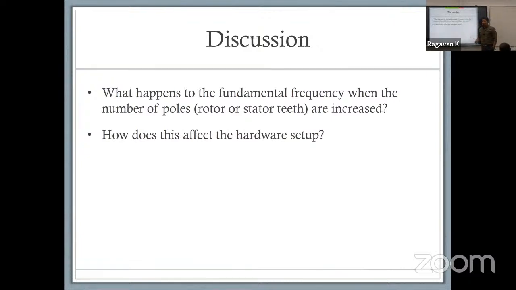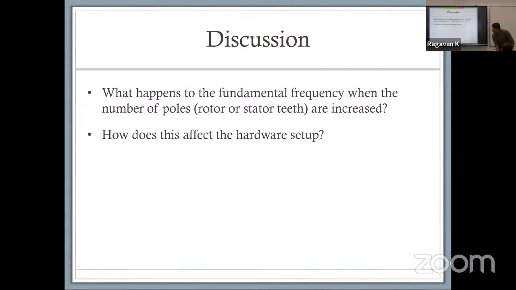And of course, how does it affect your hardware setup? I think I already answered these questions as we were talking. And I just wanted to quickly get an idea from you on what you think. I mean, we talked about this, so arguably you should know the answer.